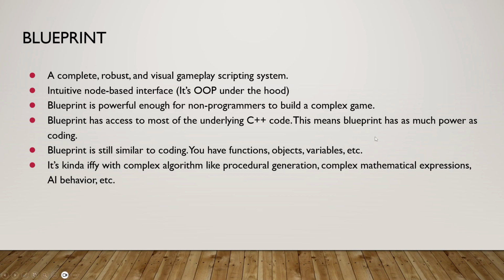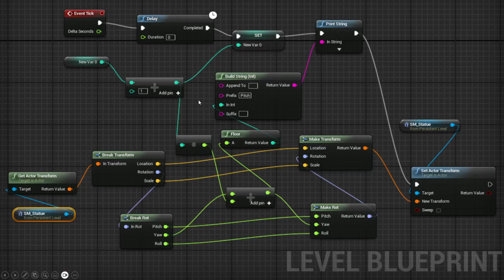So this means Blueprint has as much power as coding. So Blueprint is still similar to coding. You have functions, objects, variables. It's kind of iffy with complex algorithms like procedural generation, complex math. Dahil isipin nyo, isipin nyo yung mga when it comes to complex math or complex algorithms, you'll have so much things happening. So, yeah, medyo nagiging iffy.